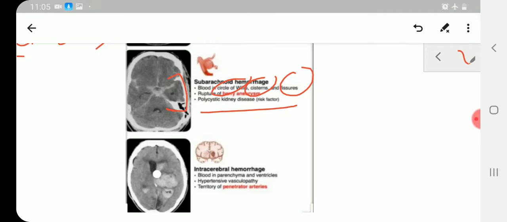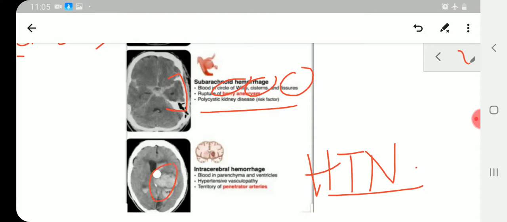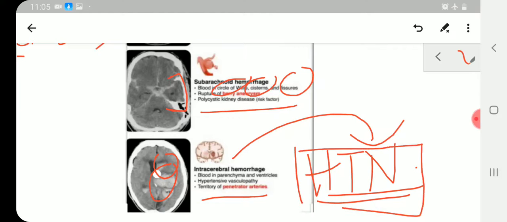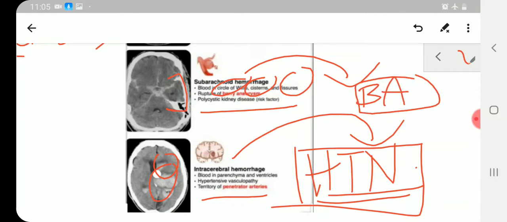Next is intracerebral hemorrhage. Intracerebral hemorrhage means I want you to remember hypertension. Blood will be stored in the parenchyma and the ventricles. Hypertension is the cause. This involves the territory of penetrator arteries. So all you need to know: intracerebral hemorrhage, hypertension. One word is hypertension. Subarachnoid hemorrhage, one word is Berry aneurysm. Okay, this is the comparison.